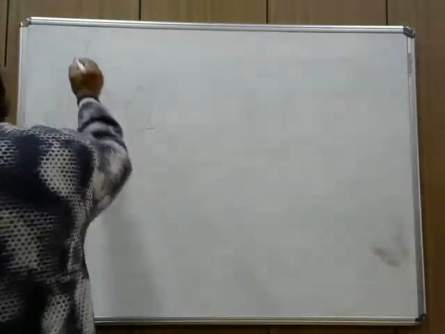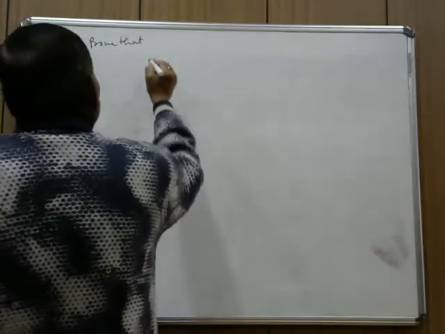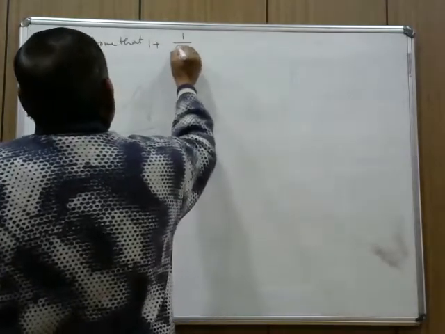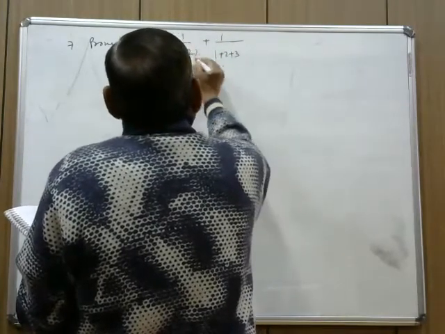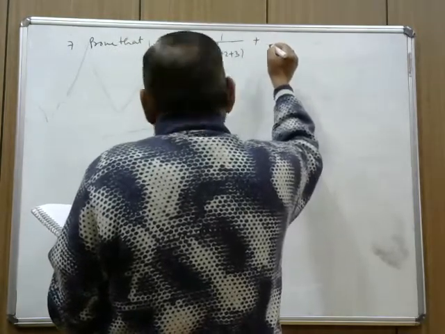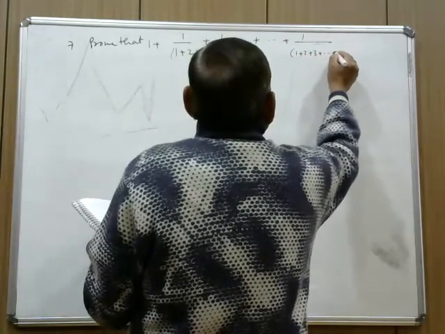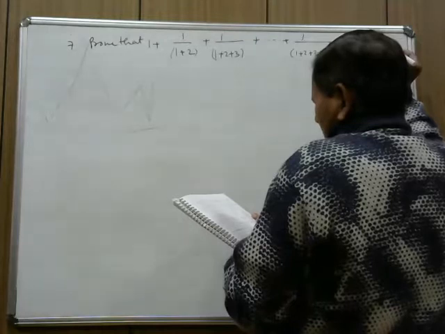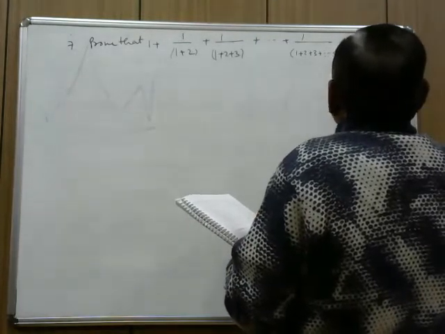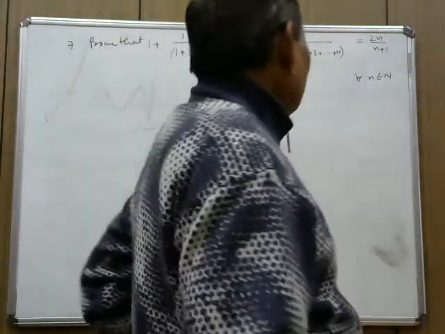Now, question number 7. Prove that 1 plus 1 upon 1 plus 2 plus 1 upon 1 plus 2 plus 3 plus and so on plus 1 upon 1 plus 2 plus 3 plus and so on plus n equals 2n upon n plus 1 for each n belonging to N. So by using the principle of mathematical induction, we will prove this sum of the series is true.